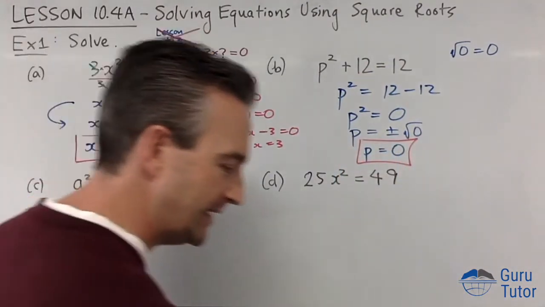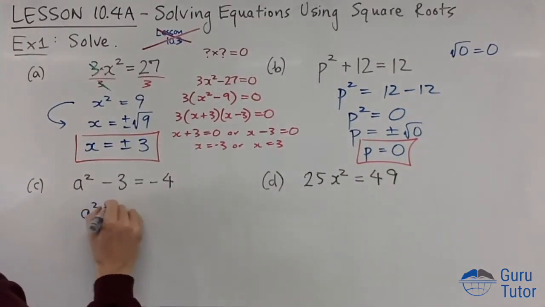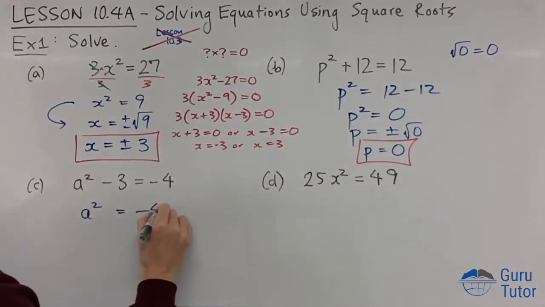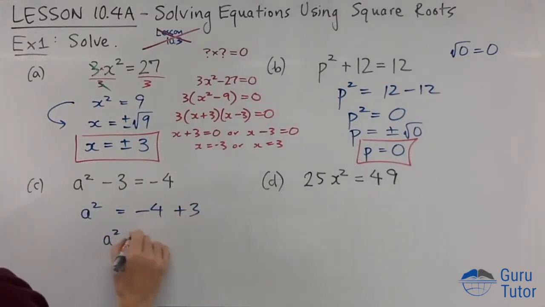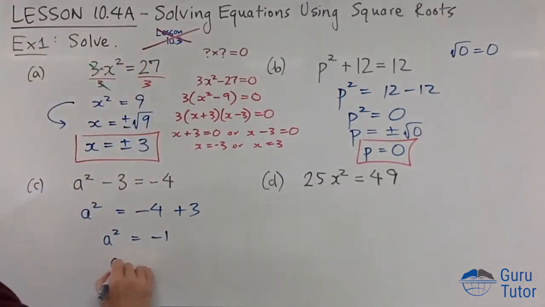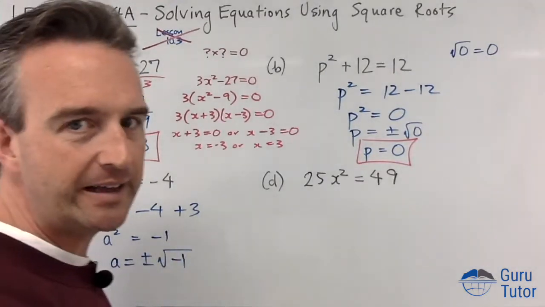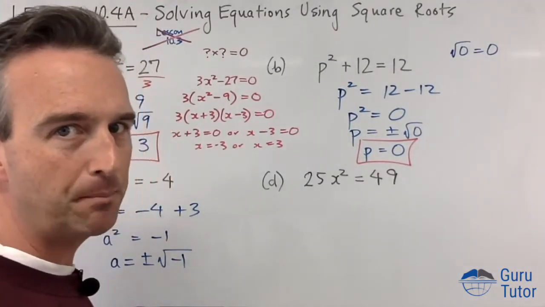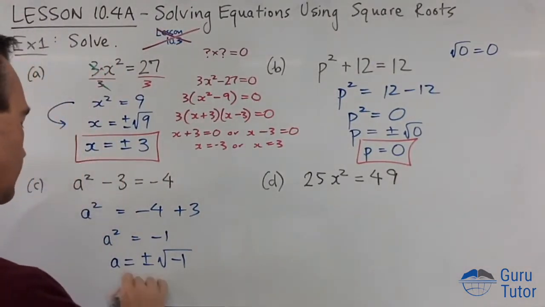And C, what about C? Same thing, a squared equals, we want to get a squared alone, minus 4, and the minus 3 is going to come over and become plus 3. A squared equals minus 1. Can we take a radical of negative 1? A equals plus minus radical negative 1. If you try that on a calculator, you're going to get an error or some sort of math error. Okay, so actually there is no solution here.